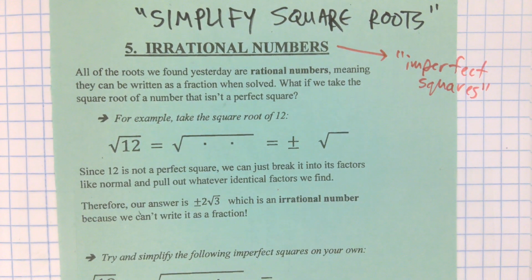Like all the examples we just went over: 6, 90, 21, 300, 42. All of them imperfect squares. All the roots we found yesterday are rational numbers. Again, we'll talk more about what that means tomorrow. But what if we take the square root of a number that isn't a perfect square?